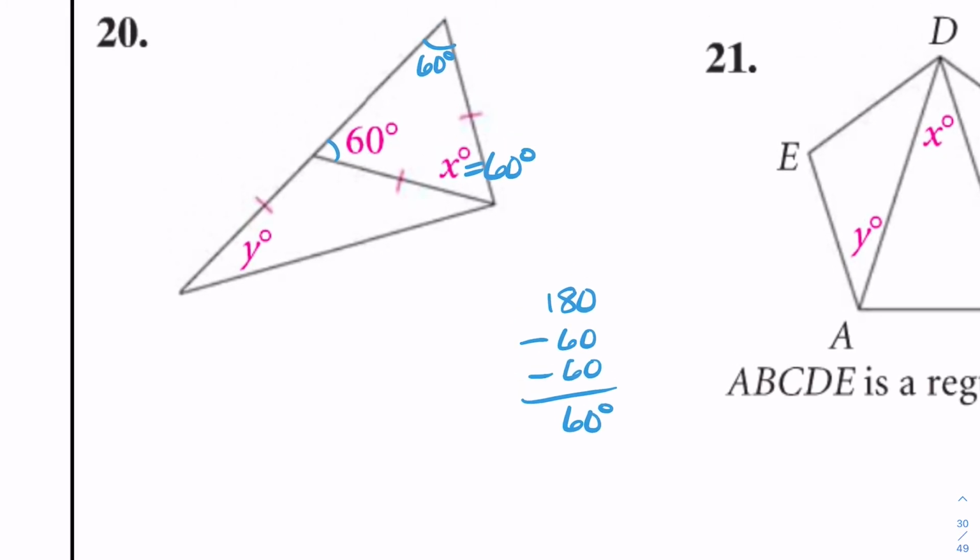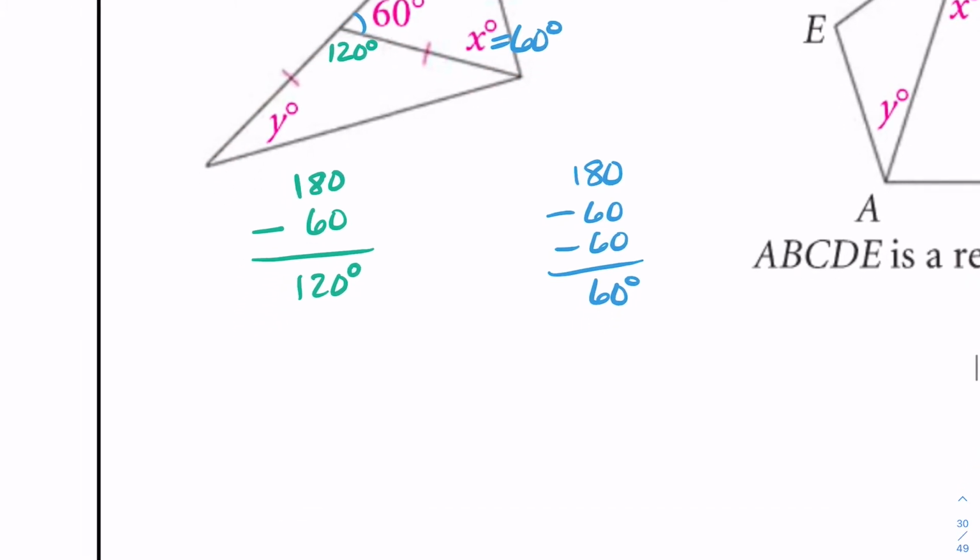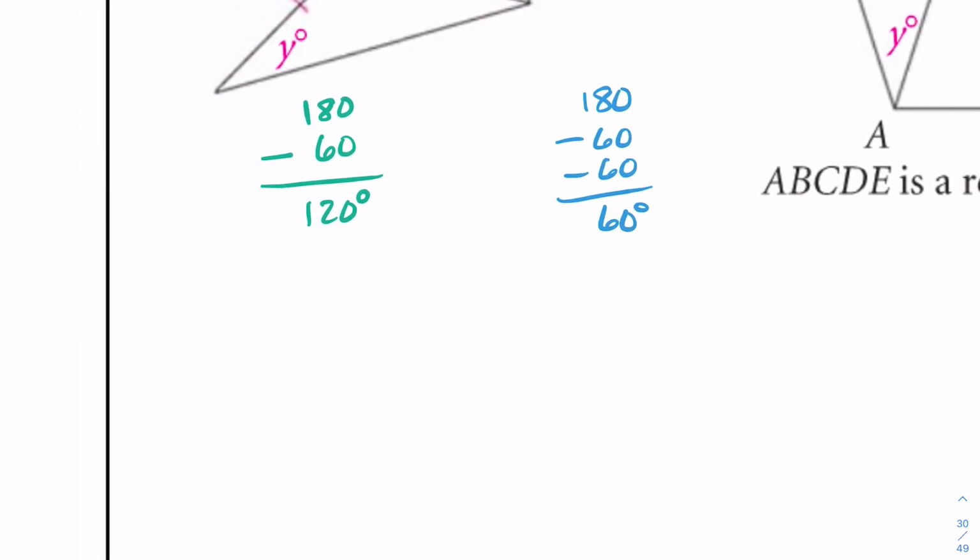And now what I can do is find this angle right here. This angle has to be 120 because we have a line. A line has 180 total degrees, and one of the angles is 60, leaving us with 120 degrees. So I now have the vertex of my isosceles triangle. Take a look now, this is my isosceles triangle right here. So now that I have 120, I'm going to do 180 take away 120. I have 60 degrees left over.